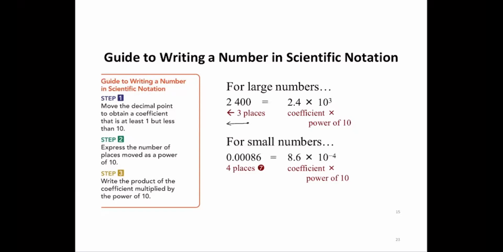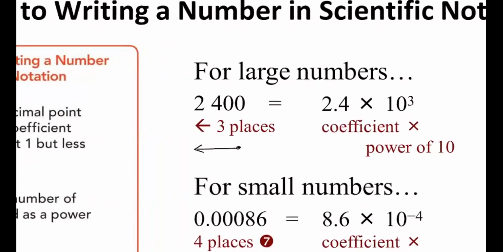So if we have 2,400, there's no decimal place that is written, but there's one that is implied. So the decimal place is right here. You see this label for 3 places. That's because we took that decimal place and we went 1, 2, 3 times. Now I'm going to write that as 2.4. And since I moved 3 places from right to left, this represents the exponent in my power of 10.